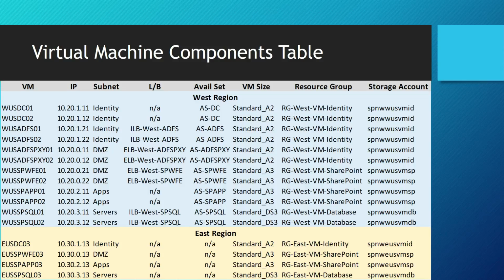In this table, you can see all of the specific resources and components that every virtual machine will use. It indicates the name of the VM, its static IP address, which subnet it is deployed in, the load balancer it will be a part of, if necessary, the availability set that it is in, its size, the top level resource groups that it belongs to, and the primary storage account it uses for its virtual hard disks. Let's get started with the build out.